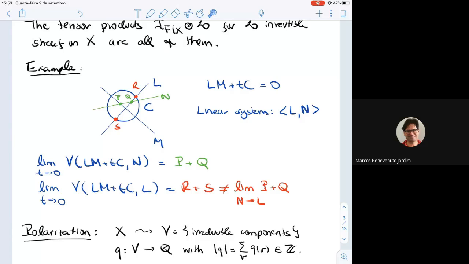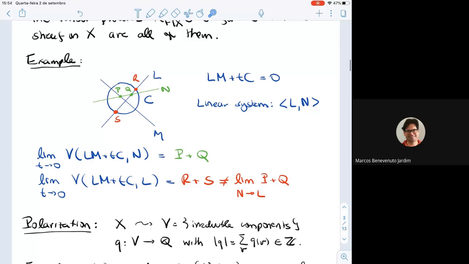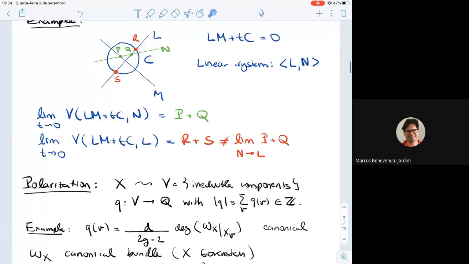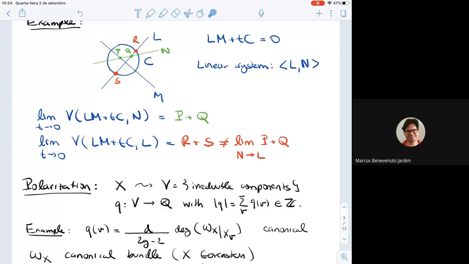You call V the set of irreducible components. A polarization is just simply a function on V with values in Q, the rational numbers, such that the degree, which is the sum of its values, is an integer. So an example is the canonical polarization. You can pick the canonical bundle on the curve X, which is a line bundle if X is Gorenstein, and look at its degrees on the components and use them to construct your polarization.